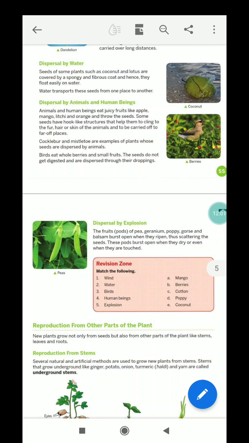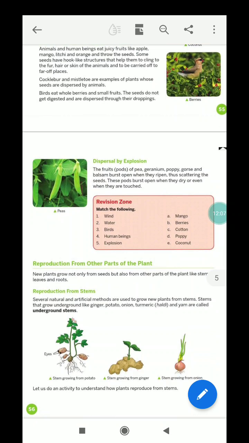Now number 4 is dispersal by explosion. Some fruits, such as pea, geranium, poppy, gorse and balsam, burst open when they ripen. When they ripen and burst, the seeds get scattered far away from the parent plant. There they get favorable conditions and start growing into new plants.